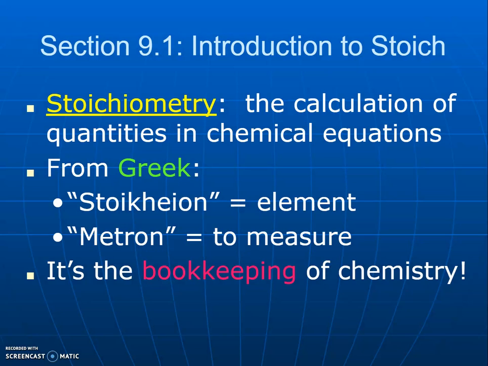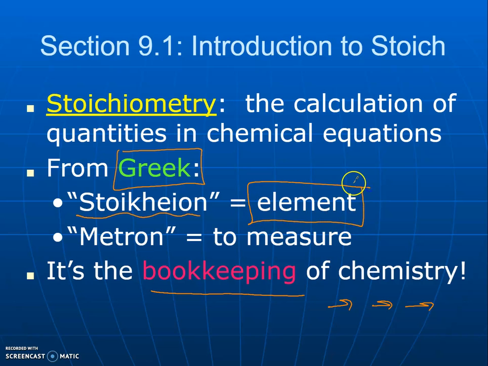What that means is that we're basically looking at the bookkeeping of chemistry. We're like auditors, and we're making sure that what goes in is possible to come out. The word stoichiometry is actually Greek in origin. Stoichion is the word for element, and metron means to measure. So it means to measure the elements. So it's basically finding the proportion in our reactants and our products.